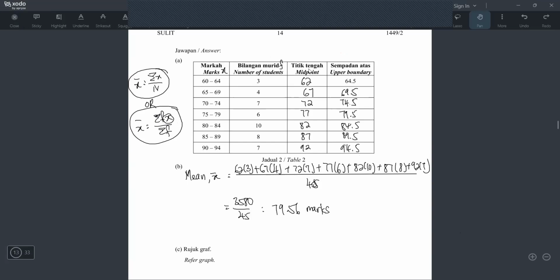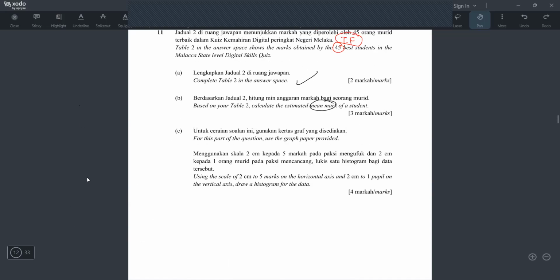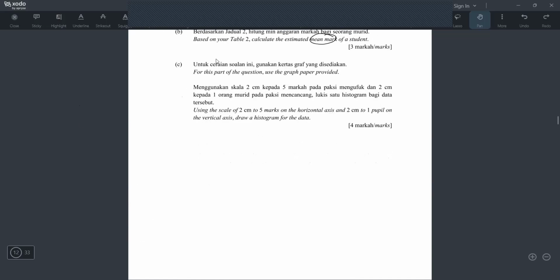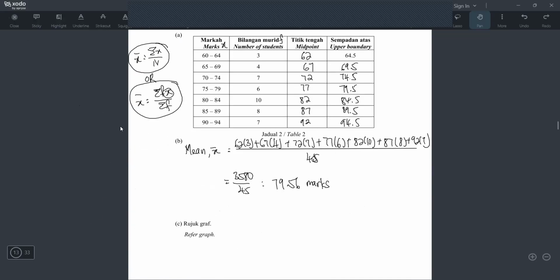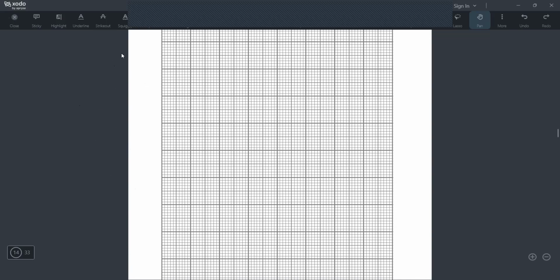And macam mana saya buat? Saya ambil midpoint, which is X lah, darab frequency dulu. But it's the same thing. Okay, let's continue with soalan C. Soalan C kata apa? Using a scale of 2 cm to 5 marks on the horizontal axis, 2 cm to 1 pupil on vertical, draw a histogram. And I believe they got provide a graph paper for you.